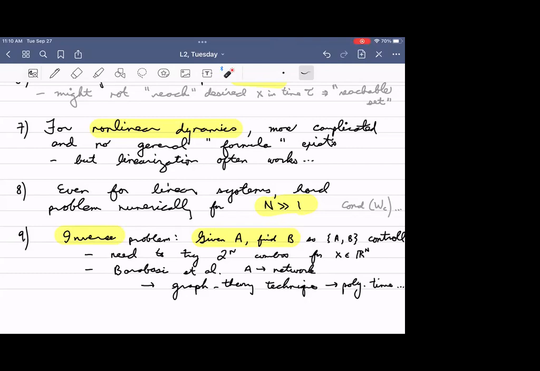So even this technical question actually has some very interesting consequences, not just for the little systems that we'll be focusing on, but for bigger systems.